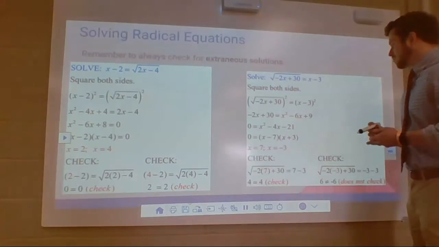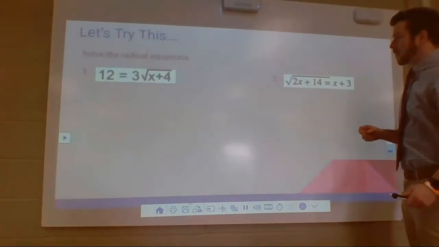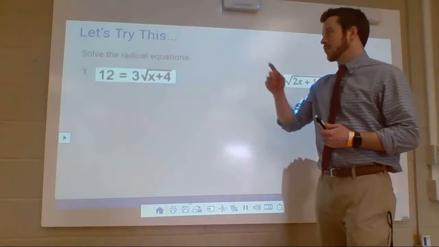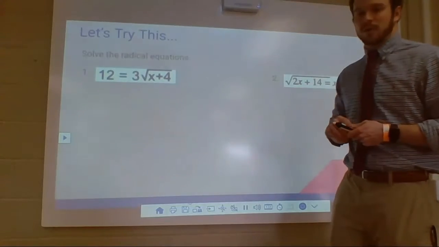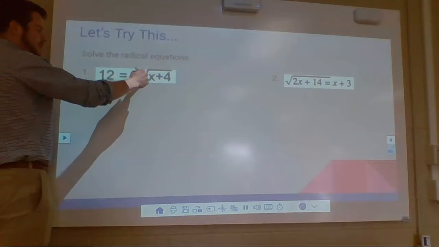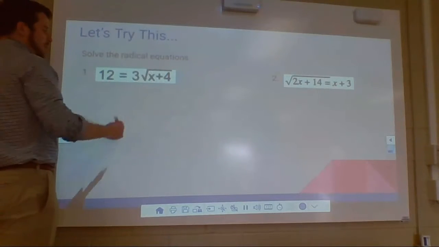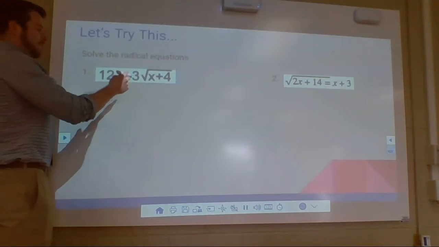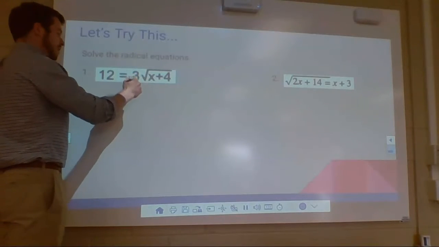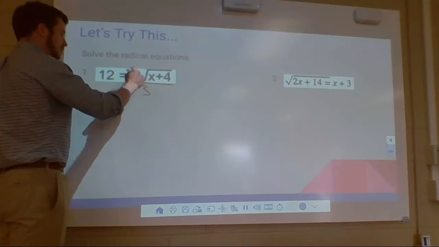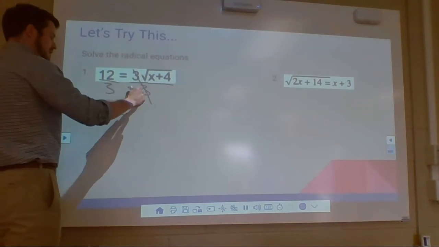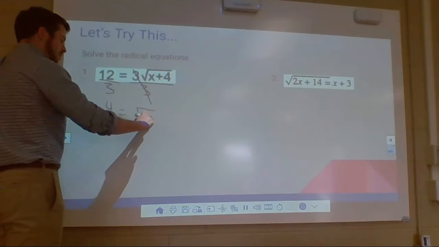But anyway, just so you have a little feel for that before we get started, I wanted to talk about extraneous solutions. But let's go ahead and work a couple examples of solving radical equations. So for number one, we have 12 equals 3 times the square root of x plus 4. The first step I'm going to do is get rid of the 3. I'm going to divide out the 3 on both sides. So divide by 3, 12 divided by 3 is 4. And then we get the square root of x plus 4.